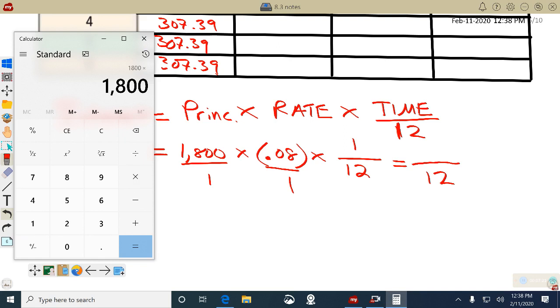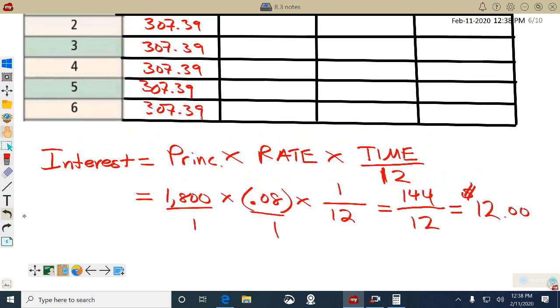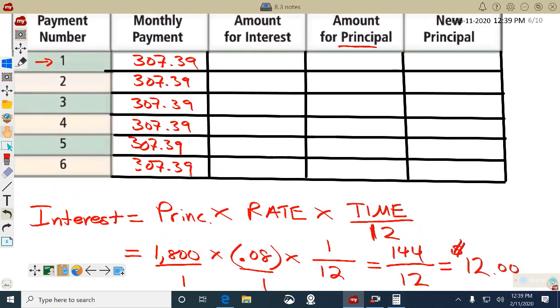1,800 times 0.08. 144. 144 divided by 12. If my coffee has kicked in, that's $12. Say that one more time. The bank's interest is $12. Right. So on Jack's first payment of $307.39, the bank will keep $12. Write that with me. Right here. The bank keeps $12.